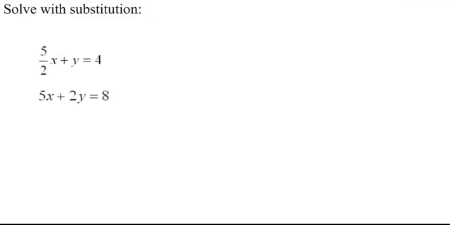Last one. Let's do the same thing with this. We have to decide what variable we want to get by itself first. And luckily, there's a y here that is almost all by itself. The only thing I would have to do is subtract 5/2 x from both sides. And when I do that, I end up with y equals 4 minus 5/2 x.